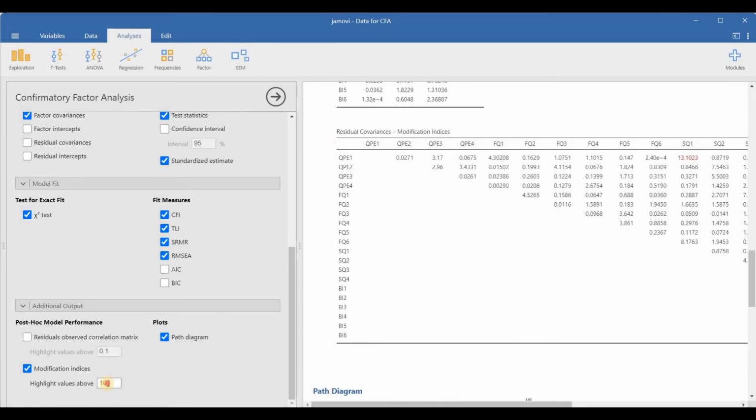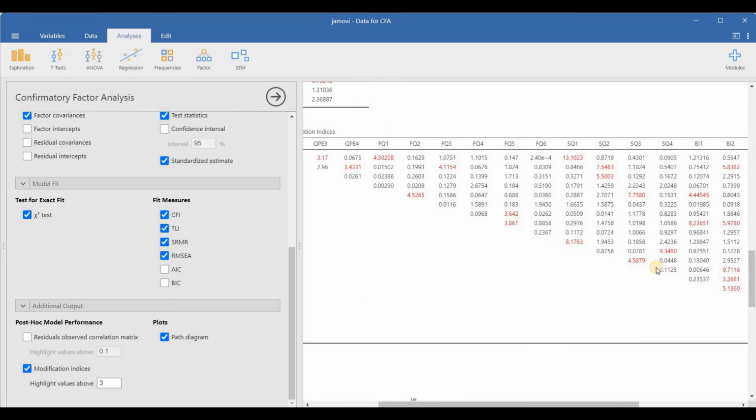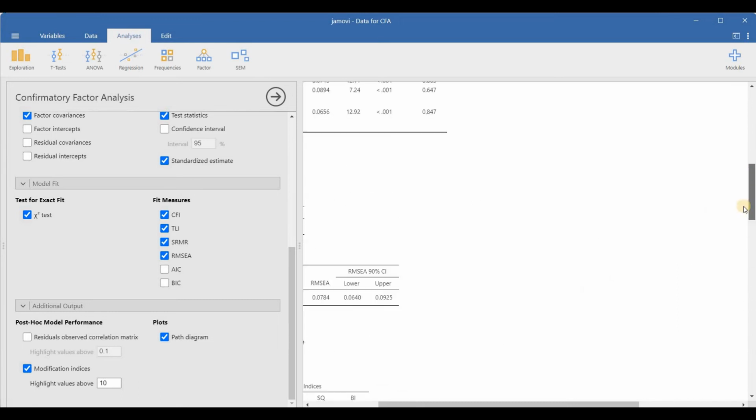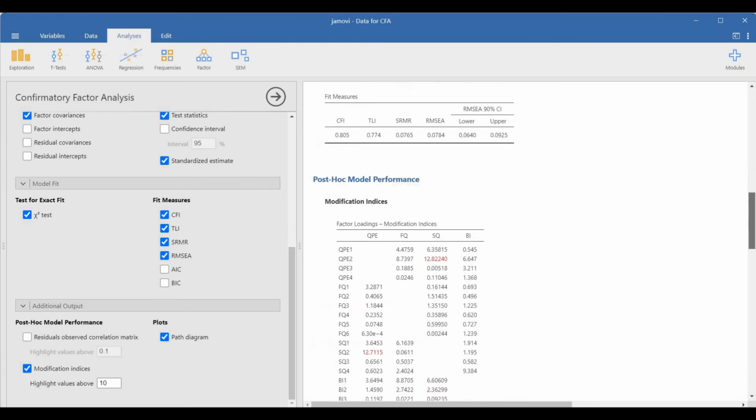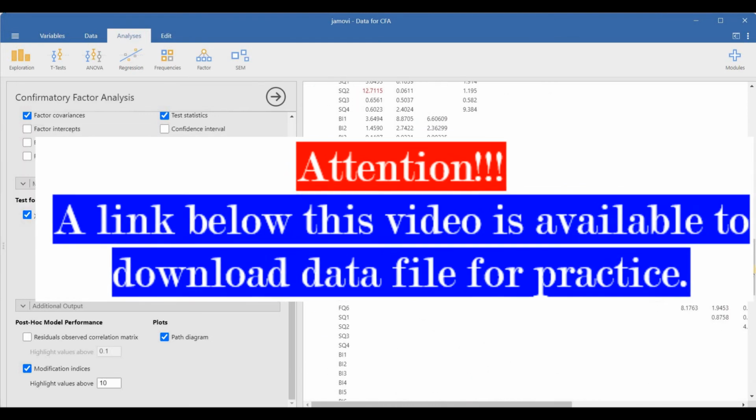For example, I'm selecting three. Now you will see several items in red color, those less than 3, but we have to consider 10. So now only two items are in red and the rest are in black. If you want to improve these indices, you can remove any one from these, and in this way the indices will be improved. So far these two indices are less than 0.9. If you want to improve them, you can delete any one from these.